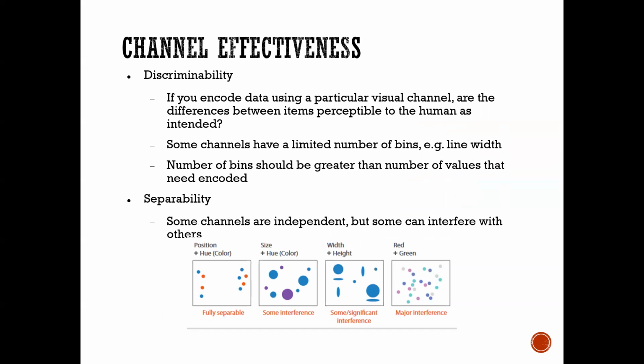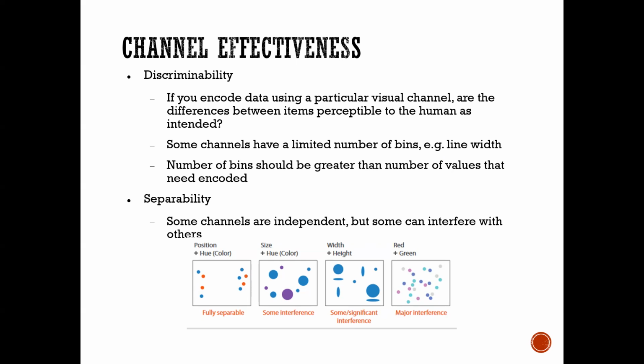So discriminability is: if you encode data using a particular visual channel, are the differences between items perceptible to the human as they are intended? Some channels have a limited number of bins, that is, a limited number of things that you can put in them. For example, line width. It's difficult to tell between a multitude of different line widths, so there's a limited number of line widths that can be used. You can't maybe tell 1 point thickness from 1.5 thickness, but you can tell 1 from 5. So basically the number of bins, the places where it's effective, should be greater than the number of values that need to be encoded.